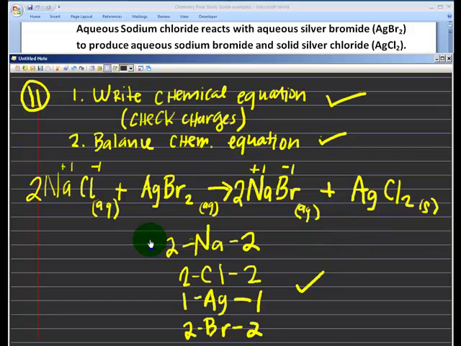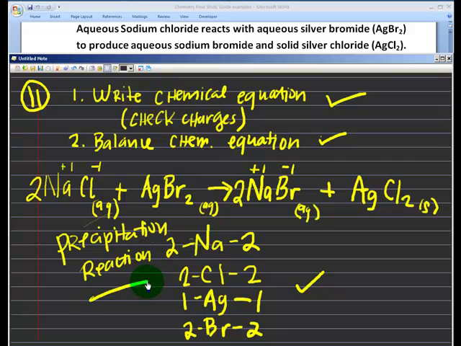Now what kind of reaction is this? Do you remember? I will tell you. This is a precipitation reaction. In a precipitation reaction, a precipitate forms, or solid. So the solid is also called a precipitate.